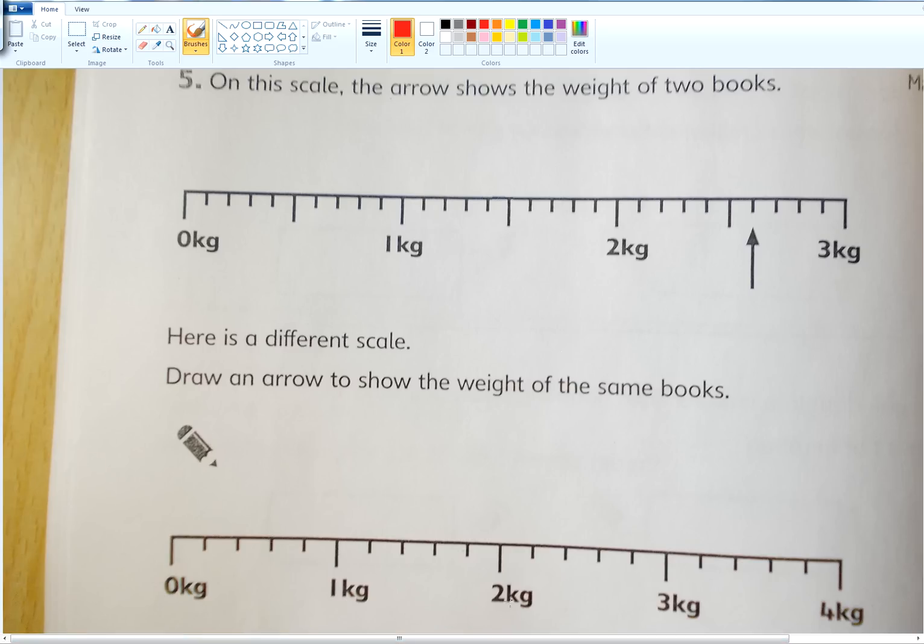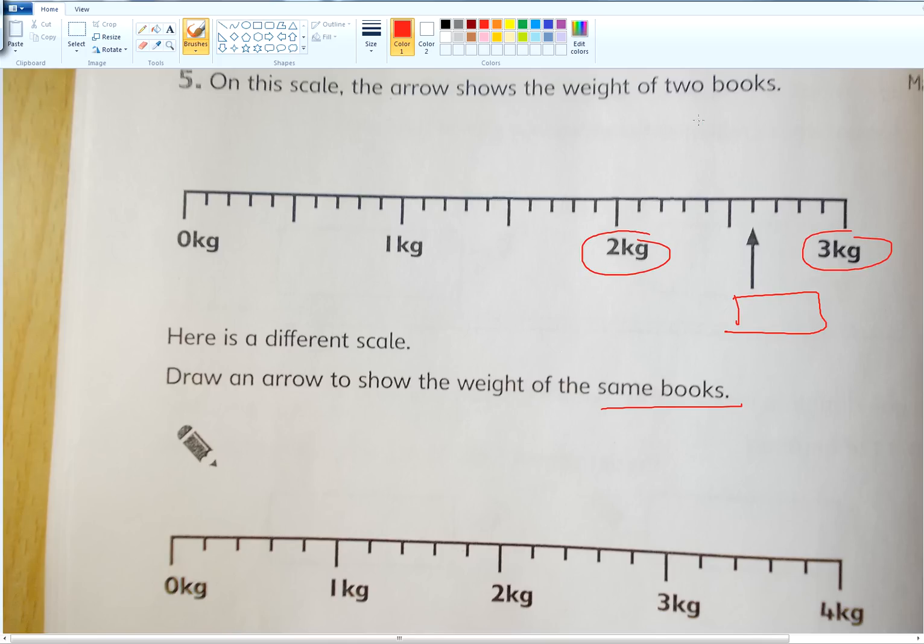Okay, here we go. On this scale, the arrows show the weight of 2 books. Here is a different scale. Draw an arrow to show the weight of the same books. First of all, we need to find out what this weight is over here. Now, hang on a second. We got 2 kilograms and 3 kilograms.